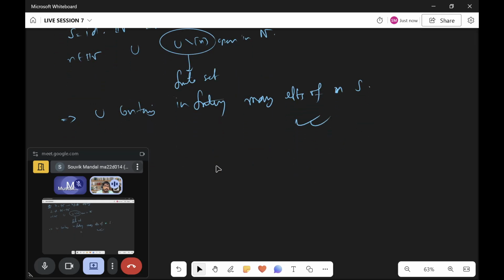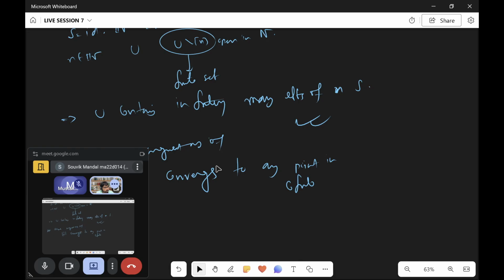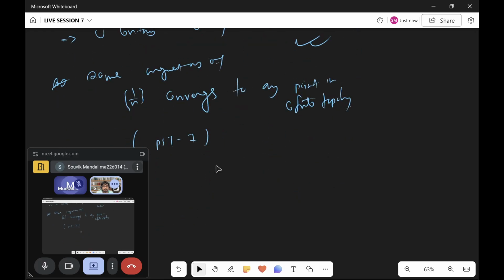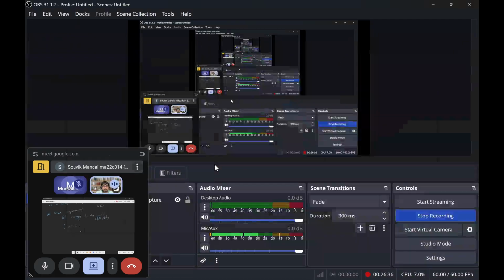So basically it's the same argument as in the fact that the sequence 1 to the power n converges to any point in the cofinite topology. The PST part 1, it was done. So they're the same thing. There is nothing new in reality.